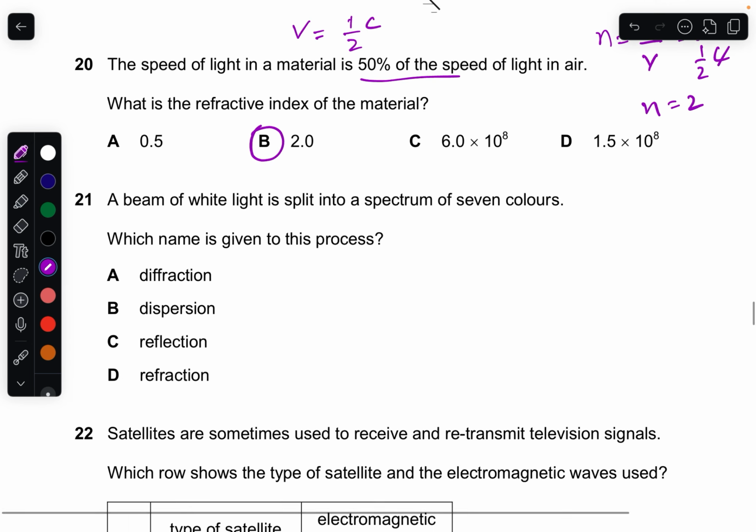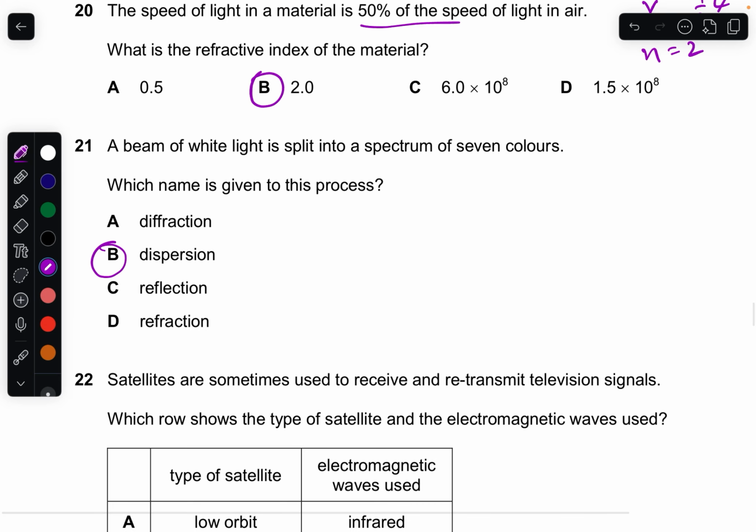A beam of white light is split into a spectrum of 7 colors. Which name is given to this process? This is called dispersion. Okay, splitting of a wave into different frequencies is called dispersion.